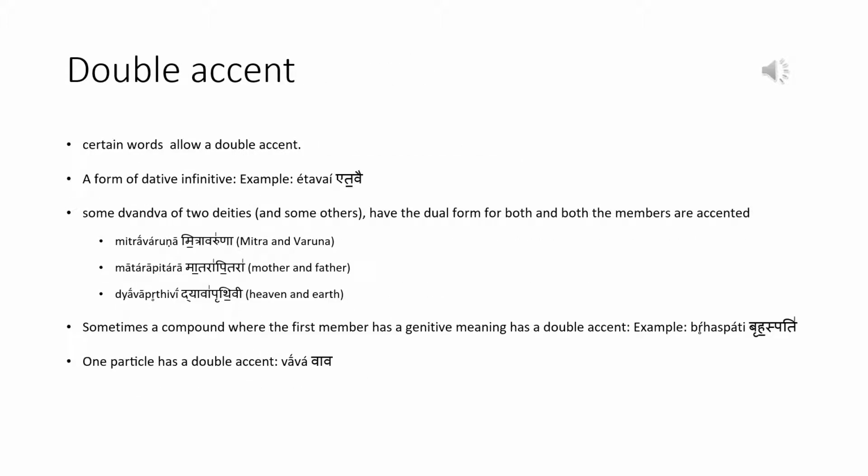We said that normally a word has only one main accent, but there are certain words that allow a double accent. Some examples are given here.